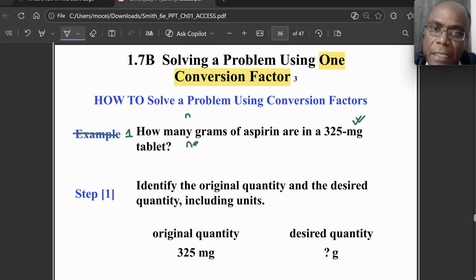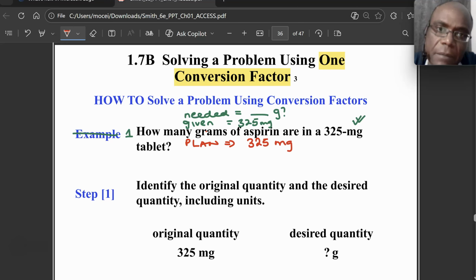So I usually like to write my needed. My needed is some unit in grams. My given is 325 in milligrams, so we will have to work with that. In this case, our plan will be converting our 325 milligrams to some grams. So that is the plan. We have to go from milligrams to grams. Now you realize that grams are bigger than milligrams, so our numerical answer is going to be very small.